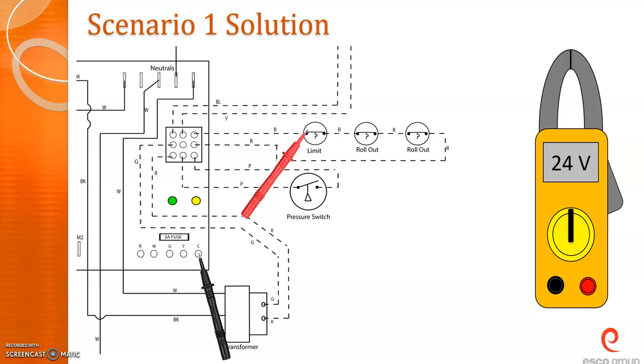So anytime you're referencing a point, you can sort of plant one lead. It doesn't have to be the black. It doesn't have to be the red. It could be either one. But plant one lead on a spot that you know.